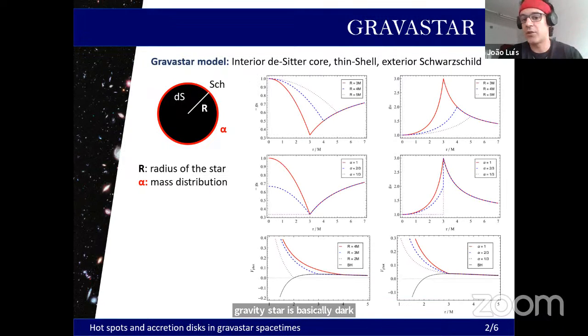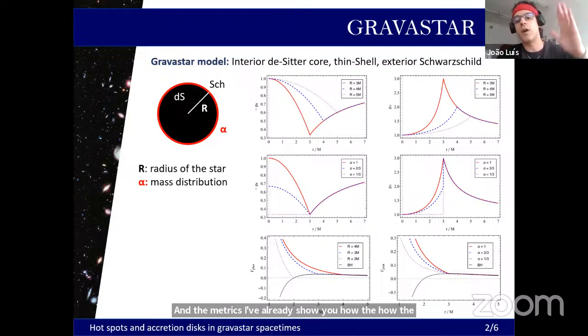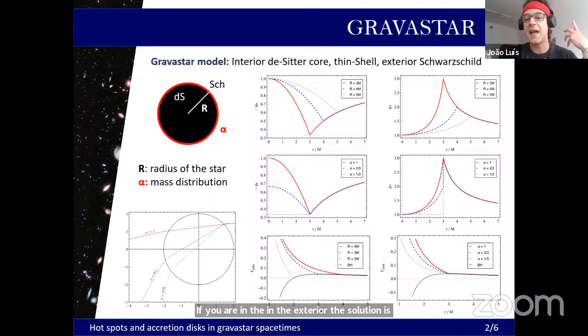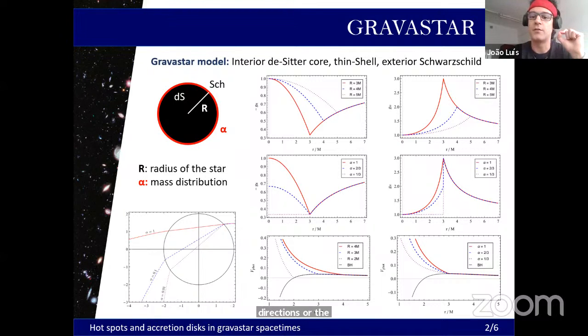And the metric, I've already shown you how the metric looks like. These are all things made with the code. If you are in the exterior, the solution is Schwarzschild. If you are in the interior, the solution changes depending on the values of your parameters. And most interesting, and that's exactly why the code is important, is that depending on the values of your parameters, the directions or the trajectories of your photons, of your geodesics change.